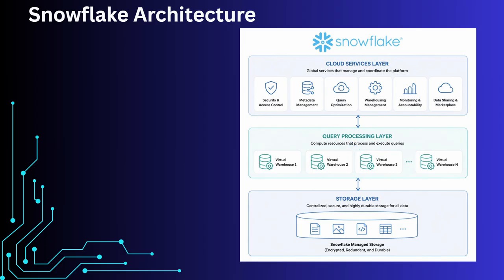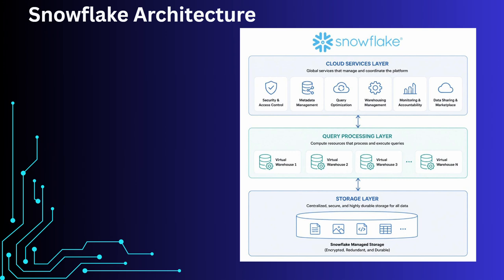The slide says compute resources that process and execute queries. This is where you actually run your query. And notice what you see on the diagram. There are multiple virtual warehouses, like 1 to n number. Each of these is a completely independent compute cluster. So if your finance team is running a heavy query on warehouse 1 and your analytics team is running something on virtual warehouse 2, they don't interfere with each other at all. That's what gives Snowflake its incredible concurrent performance.